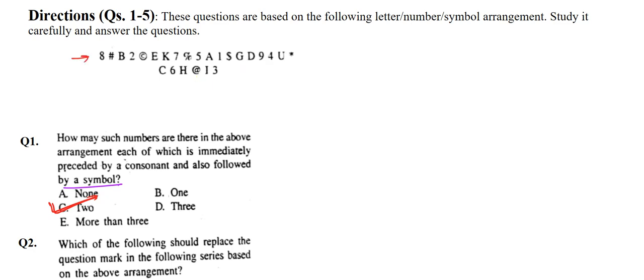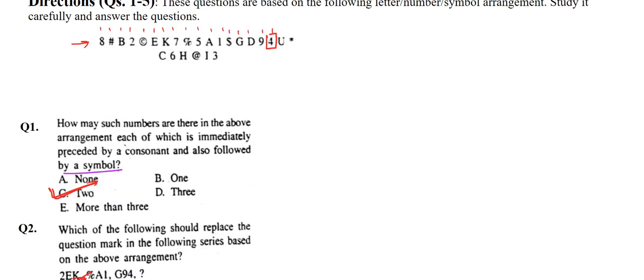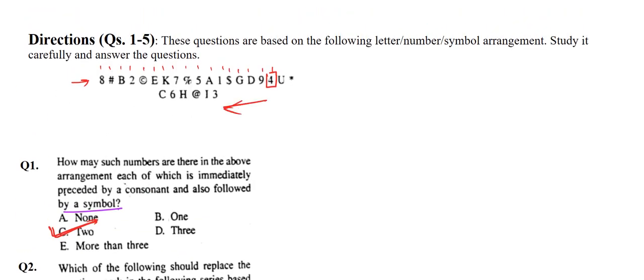Here we have the left end, then 1 2 3 4 5 6 7 8 9 10 11 12 13 14 15 16 17. So this is the 17th term from the left. Then we need which one of the following is fifth to the left of this number. So towards the left means this side, and fifth means this is first, this is second, this is third, this is fourth, and this is fifth. So basically the fifth is 1. So 1 is the answer to this question.